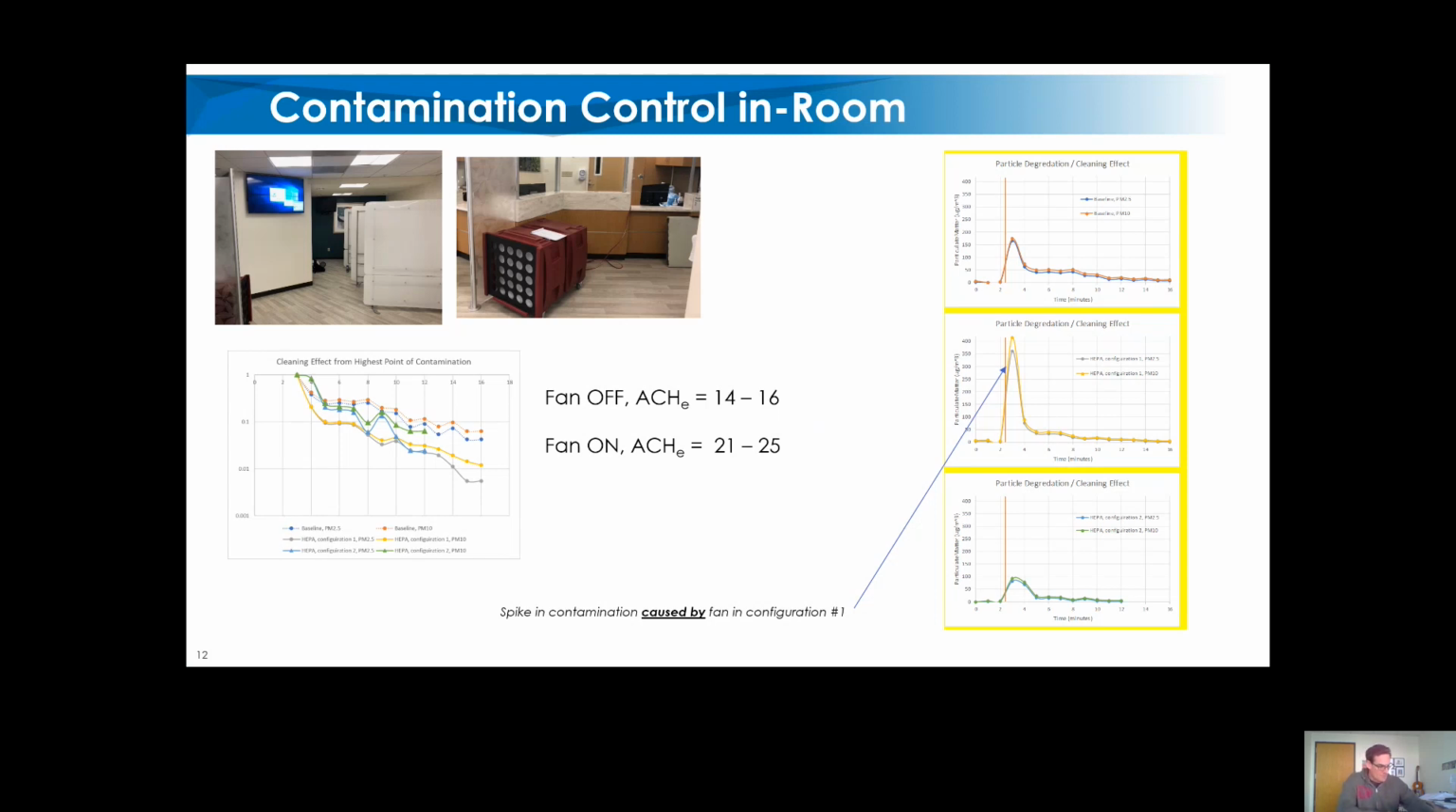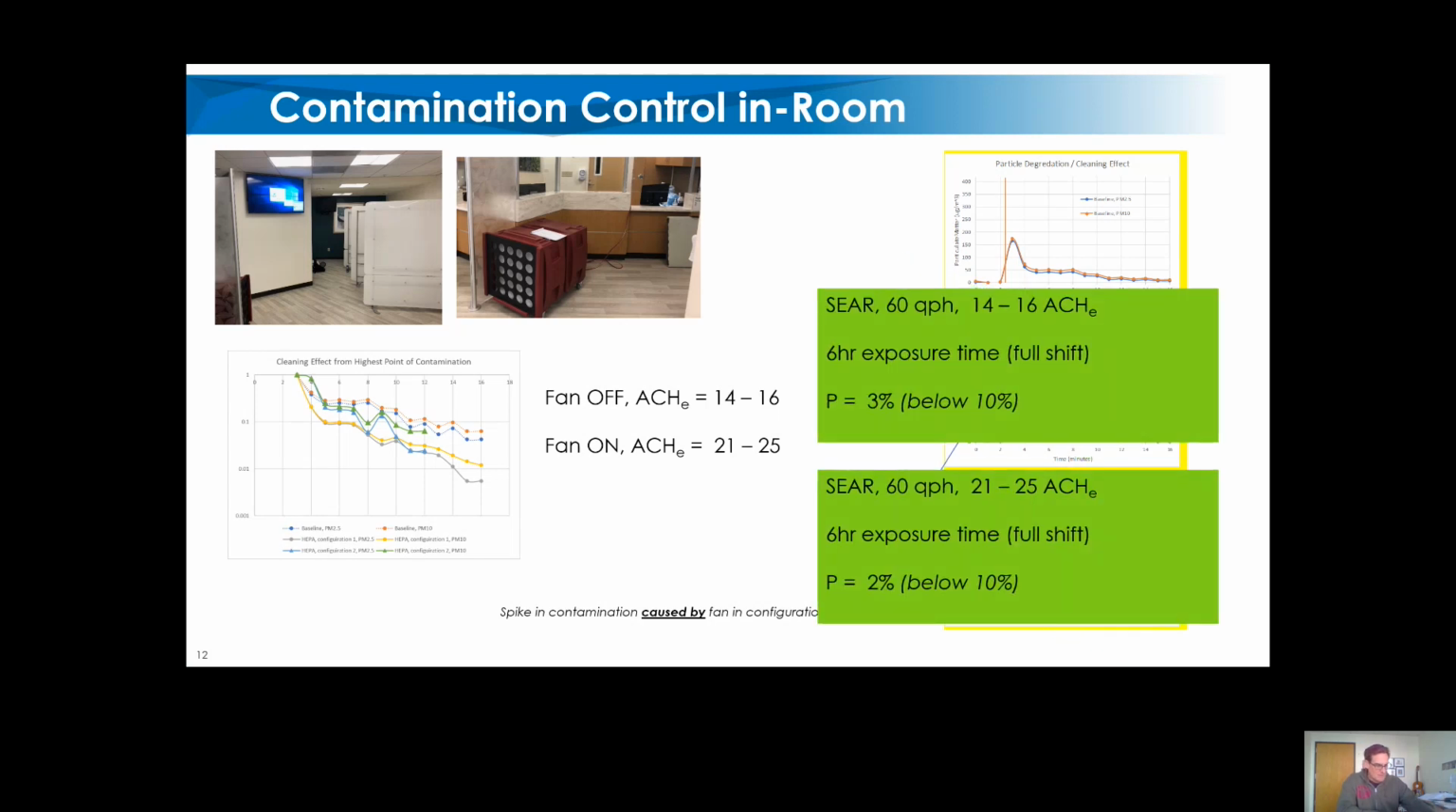Even for a full shift of exposure time here, those air change rates, even the baseline air change rates, are quite high. So all of these are below 10% standard environmental risk.